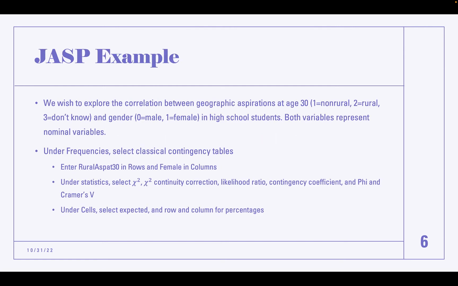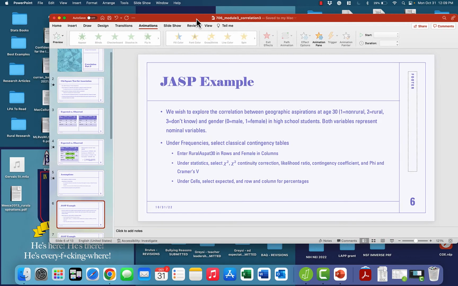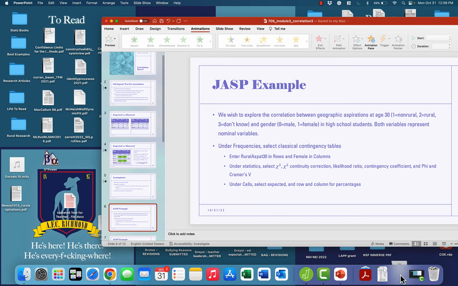All right, so let's go to our JASP example. We wish to explore the correlation between geographic aspirations at age 30, where 1 is non-rural, 2 is rural, and 3 is don't know, and gender, where 0 is male and 1 is female, in high school students. Notice both variables represent nominal variables. All right, so let's escape out of this and pull up JASP.